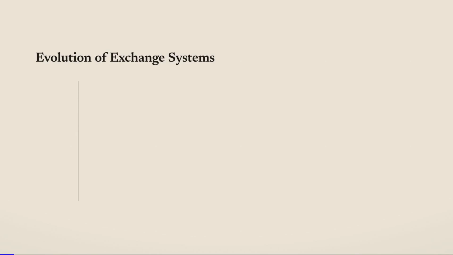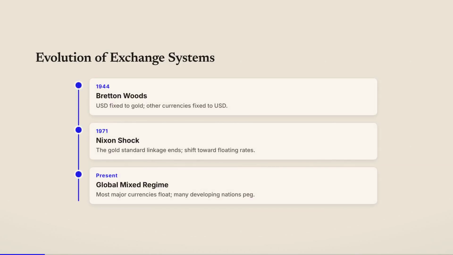A famous example of a fixed system was the Bretton Woods Agreement. Established after World War II, it set the US dollar at a constant price per ounce of gold, and other member nations fixed their currencies to the dollar. This created a period of massive stability that helped rebuild the global economy. However, as global markets grew, the system became too rigid. By the early 1970s, the world largely moved toward the floating exchange rates we see today, though many developing nations still use pegs to attract investment.